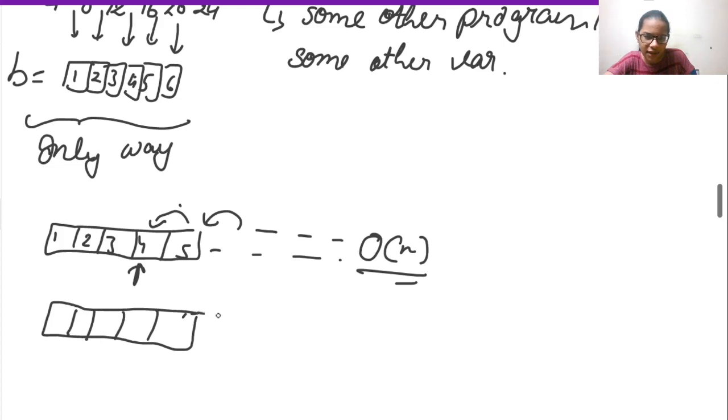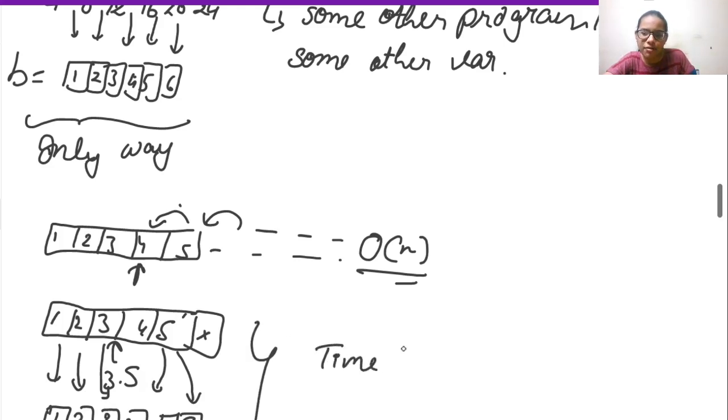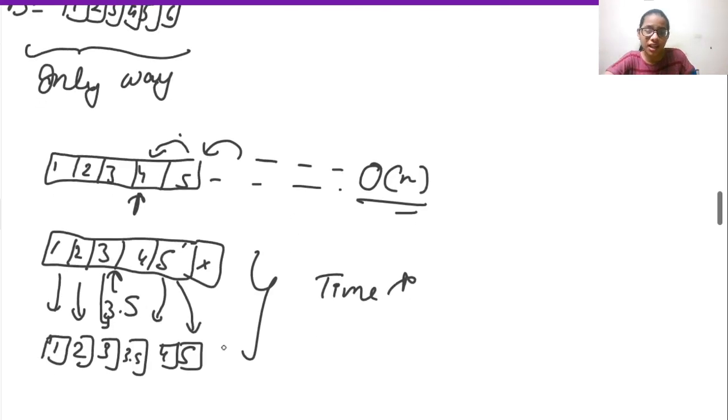Now, this is also a limitation: if we want to insert an element in between 1, 2, 3, 4, 5, and let us say it has 6 slots and the last is empty, and we want to add 3.5 over here, then we need to create a similar empty array. We need to copy all the things over here, then add 3.5 in between. So first we add 1, 2, 3, then add 3.5, and then copy 4 and 5. This is also a very tedious job, very time-consuming. Time increases as input increases. So here is also a problem.